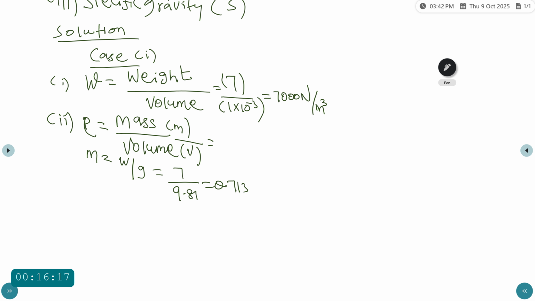Now find the value of mass by volume: 0.713 divided by volume. Volume is 1 into 10 power minus 3. So the answer for density is 713. The density unit is mass by volume, so kilogram per meter cube. This is the answer.